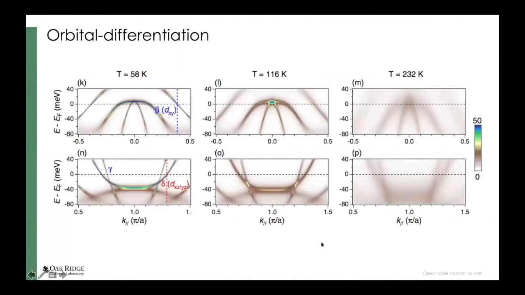So if we make a direct comparison, then here is the DMFT calculation. So you see the beta band and the delta band as a function of temperature. And you see for the beta band at a high temperature, you barely see the single particle spectral function. But for the delta band, you still see the intensity.